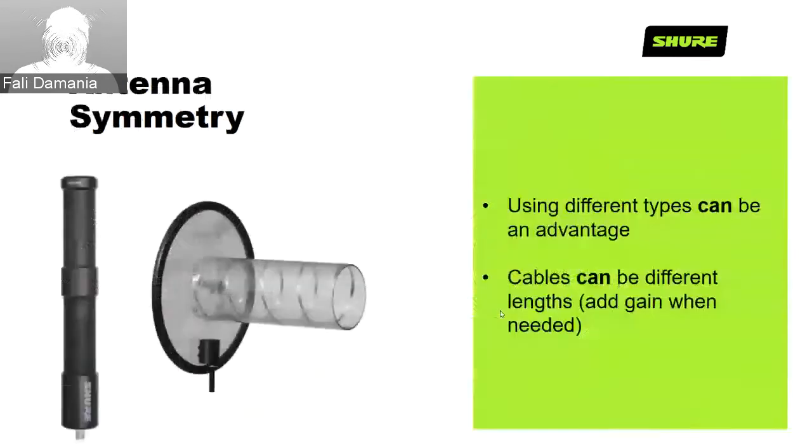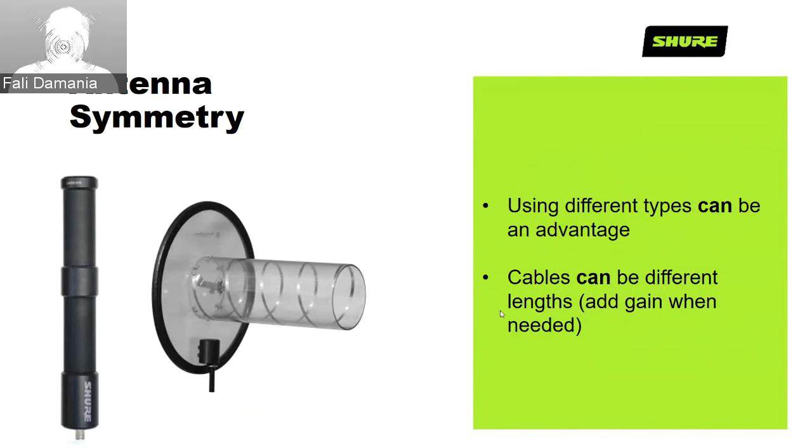Antenna symmetry, in the next slide. Antenna symmetry is basically, it's not necessary for you to have the same antenna on both the receive and transmit side. You have to play it by ear as per what's most required.